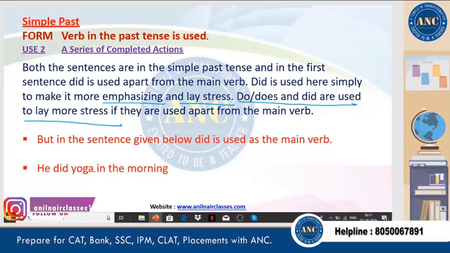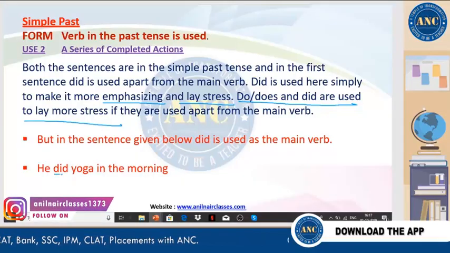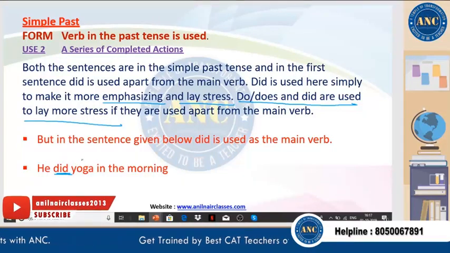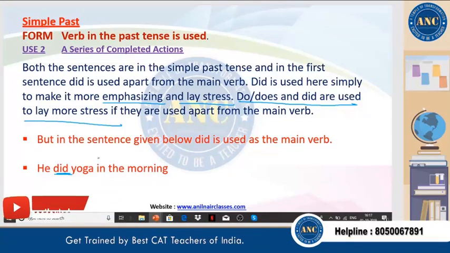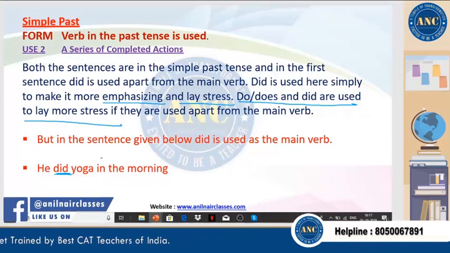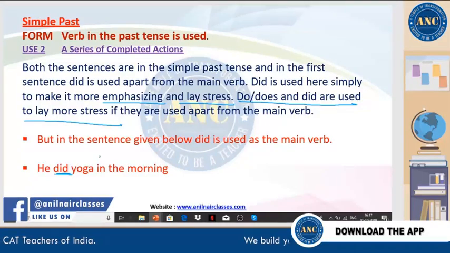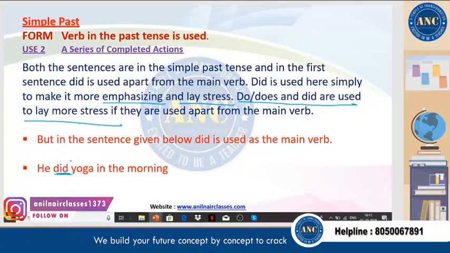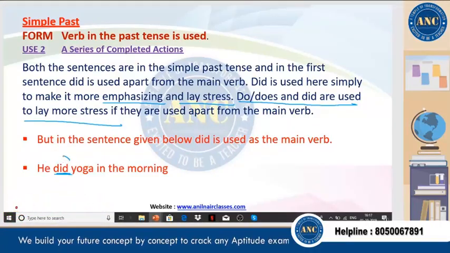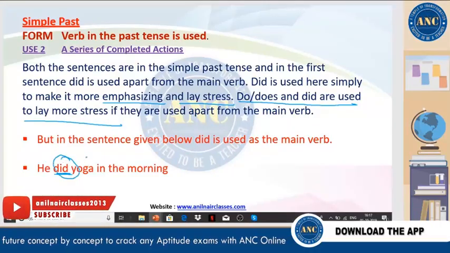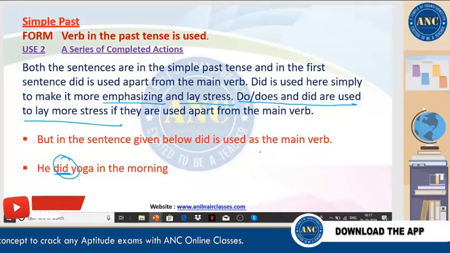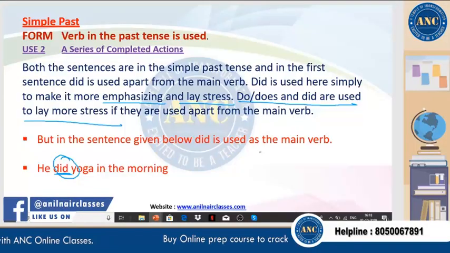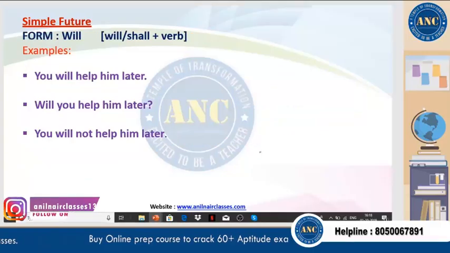So see the example, he did yoga in the morning. So that means you're talking about some action which he performed in the morning, right? Right now, when the sentence has been spoken, this time it's not the morning. Maybe in the evening we are talking, or we are talking in the afternoon. See, he did, that action of doing yoga is completed already in the morning. So that is why we have used the verb did over here. Clear? So sometimes do, does, did can act as the main verb also. Clear? Let's move ahead to the next slide.